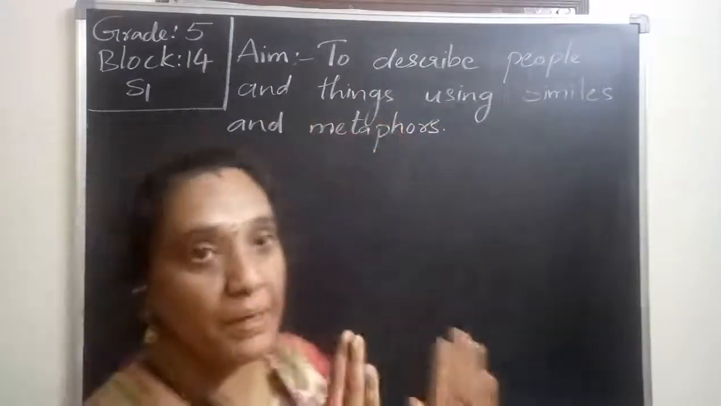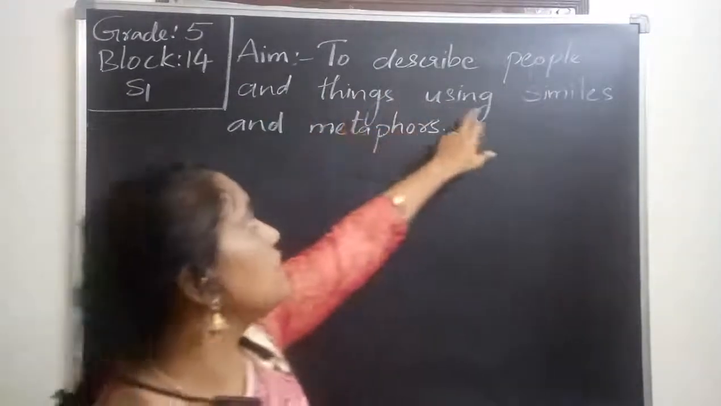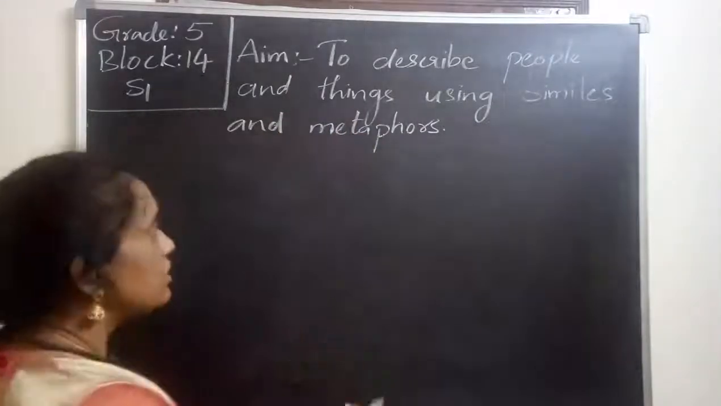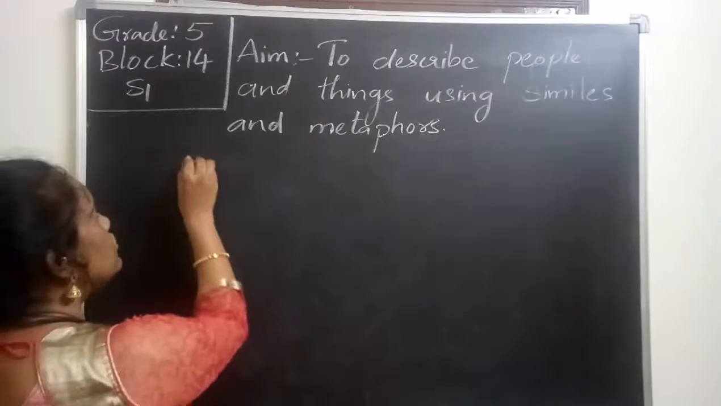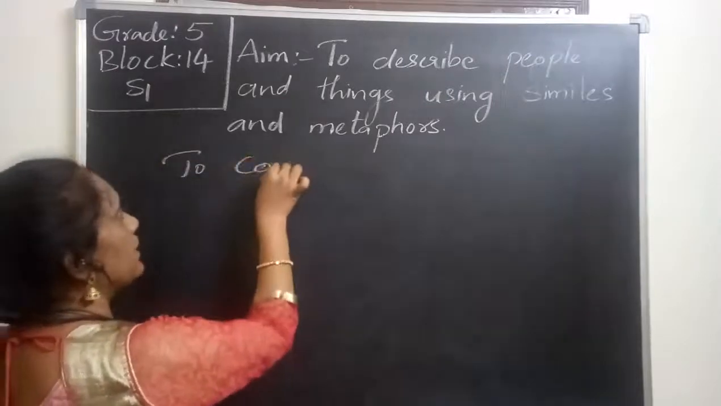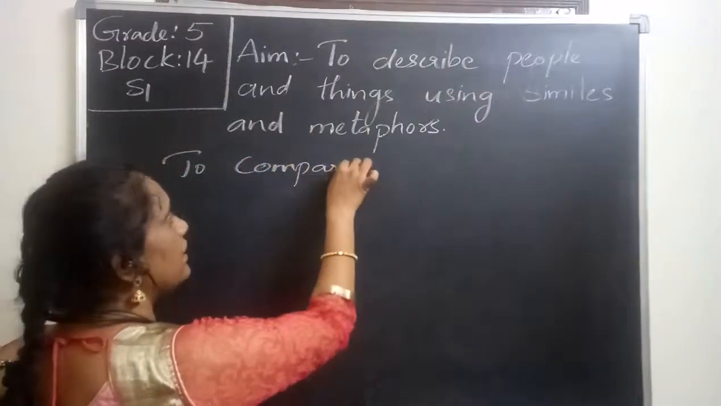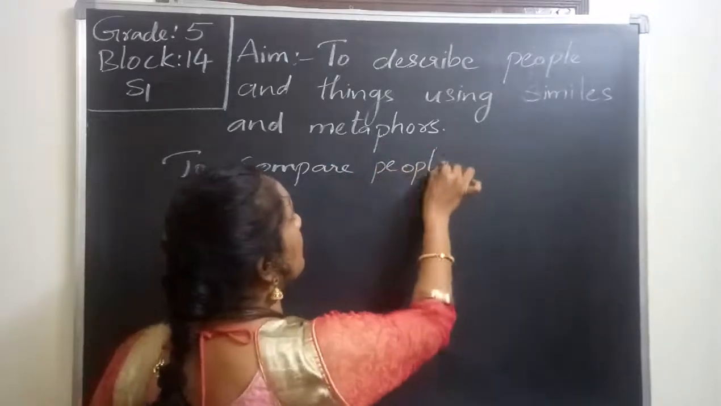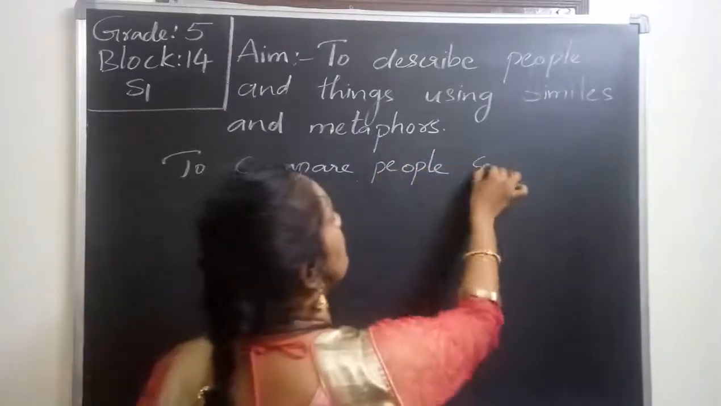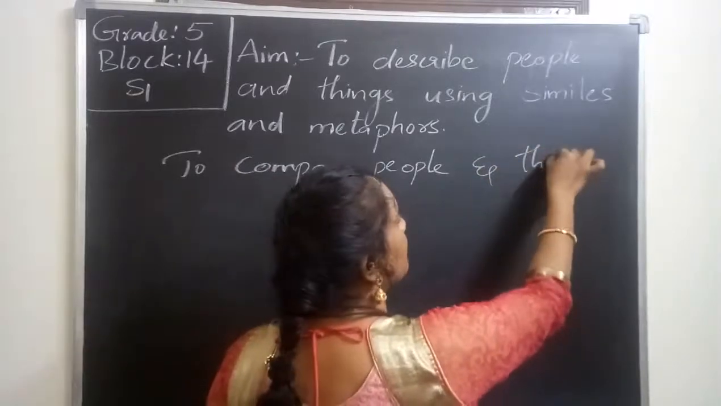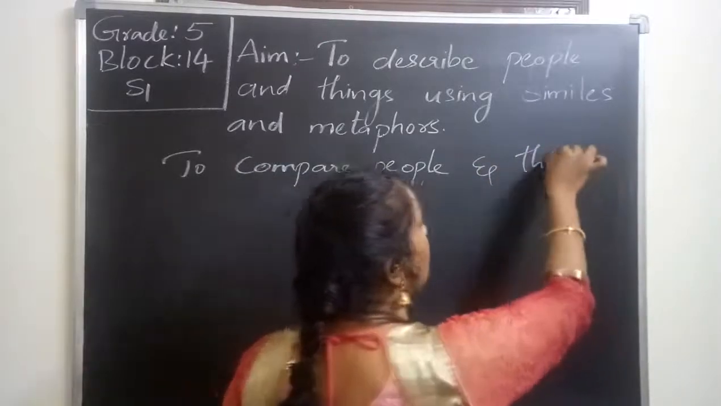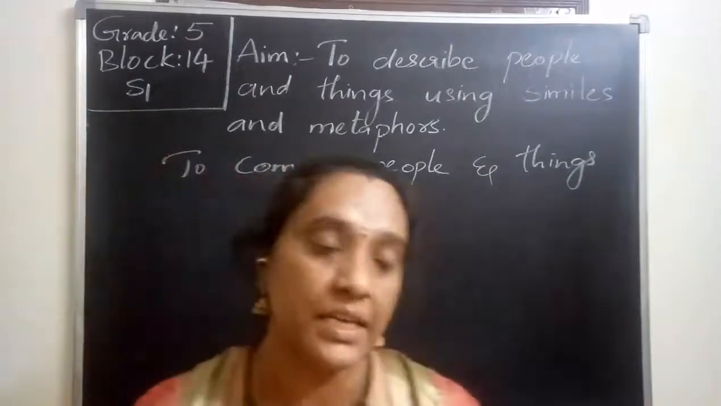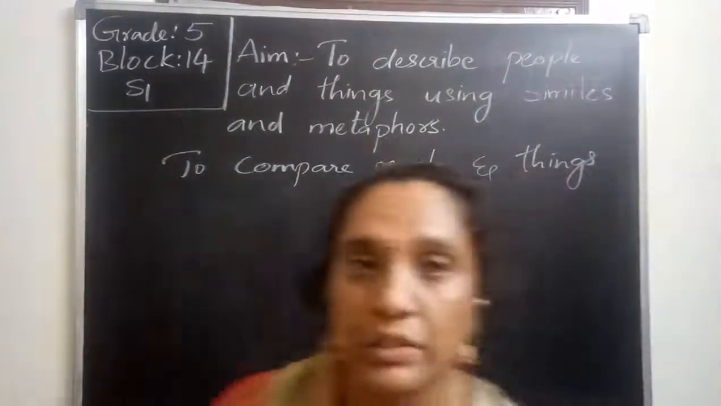So we compare people or things using similes and metaphors. What are these similes and metaphors? So similes and metaphors, they are used to compare the people and also things. So we compare the people and also things, and this comparison is said as similes. Then what is the difference between these similes and also the metaphors?